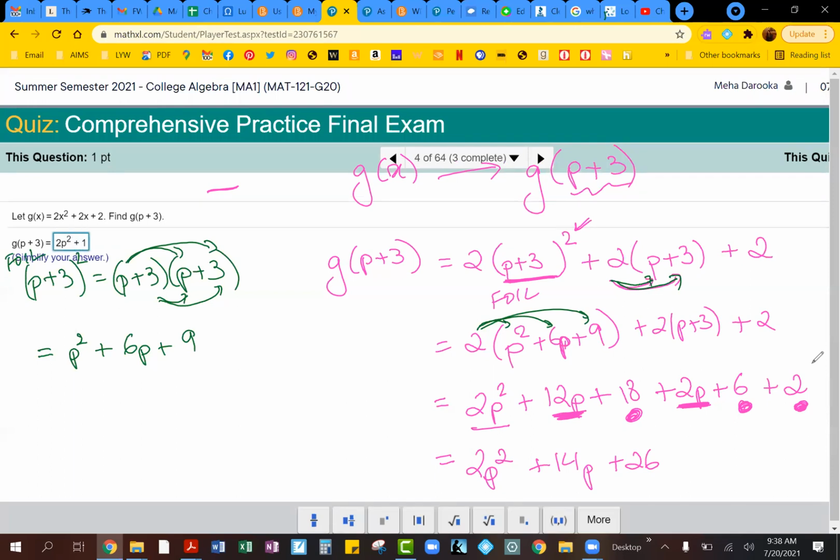Let's see, plus 14p plus 26. All righty.